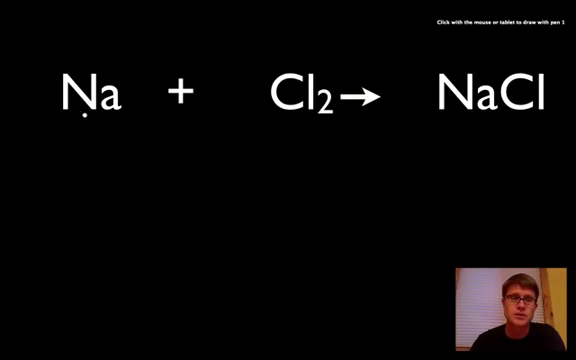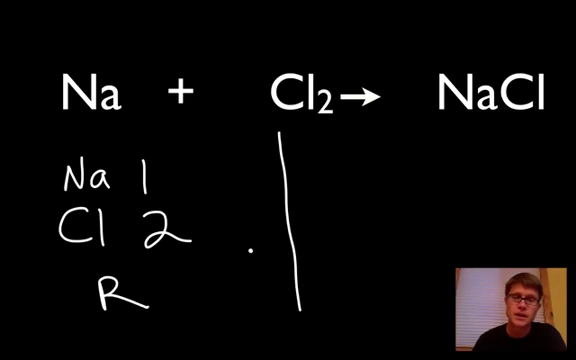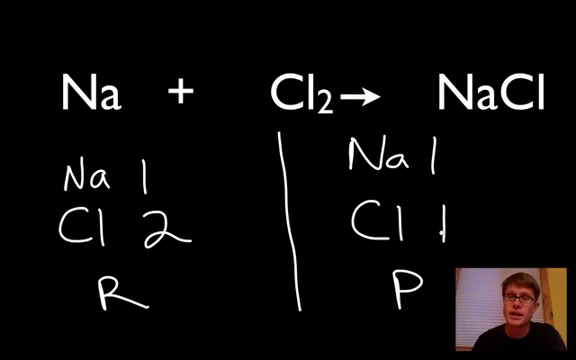On the left side, we've got sodium, we've got chlorine gas, and then we're making table salt. If you want to write this out, you could. We've got Na, and I've got 1 of those. I've got chlorine on the left side, and I've got 2 of those. So that's on the left side, that's the reactant side. Now let's go to the product side. How many sodium do we have? We only have 1 sodium. And how many chlorine do we have on the right side? Well, we only have 1 chlorine. So that's a problem, because on the product side, we only have 1 atom of chlorine.